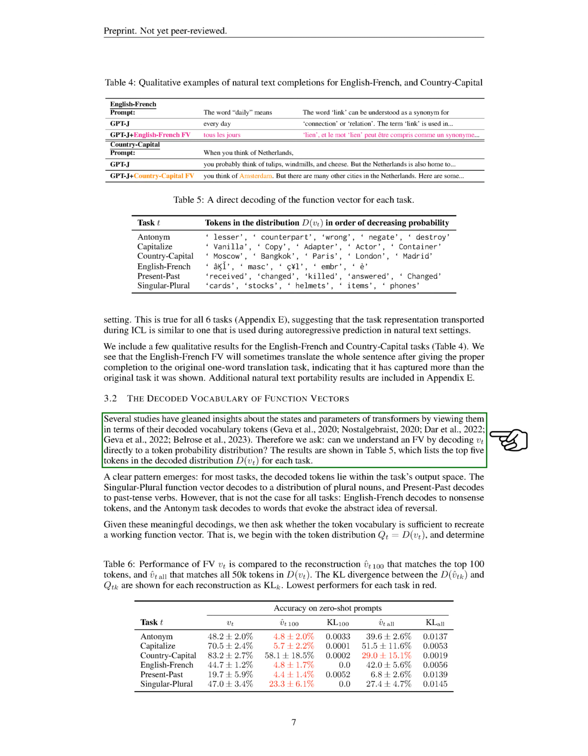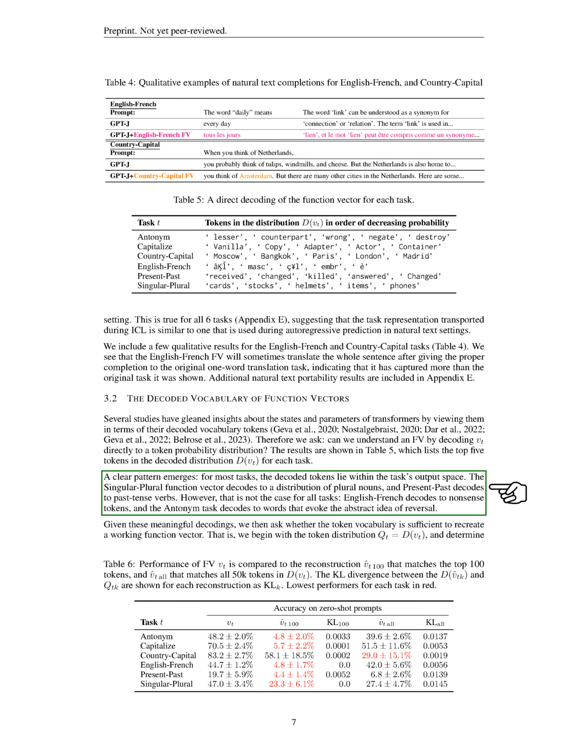Several studies have tried to understand the states and parameters of transformers by viewing them in terms of their decoded vocabulary tokens. Therefore, we ask, can we understand a function vector by decoding it directly to a token probability distribution? The results show a clear pattern. For most tasks, the decoded tokens lie within the task's output space. However, that is not the case for all tasks.